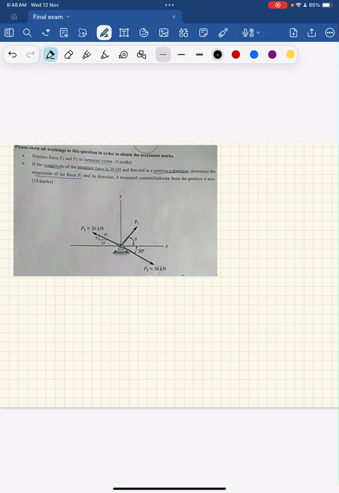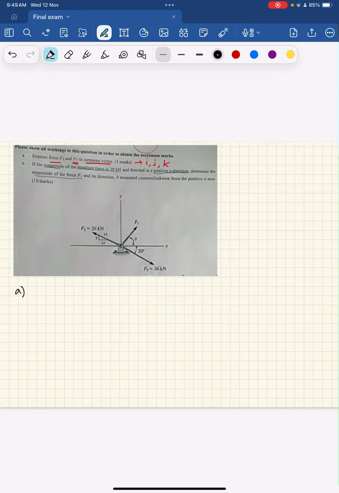So the first part of the problem is to express the force F2 and F1 in Cartesian vector. Cartesian vector obviously refers to I, J, K, in that form. So that's the first question. I think they meant F3. Sorry, this is F3, by the way. I can't see because the question is a little bit unclear. But anyway, let's express it first. So let's do part A.